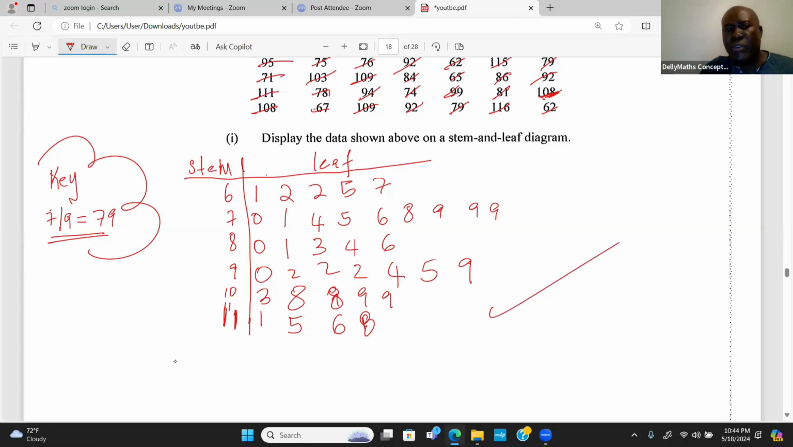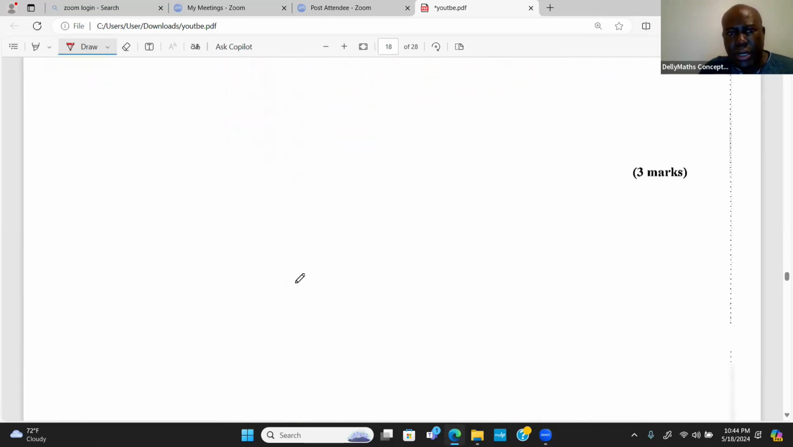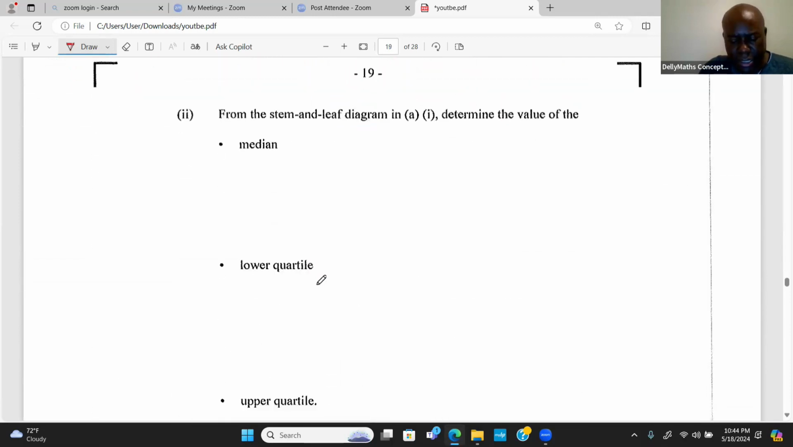So this is what you do for your stem and leaf just to get the marks. Honestly, it's a lot of work in terms of it's tedious, not difficult, but tedious. From this now, they want us to work out some stuff. So let us get into the whole math now.